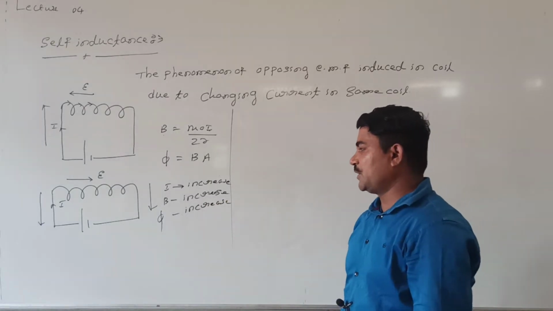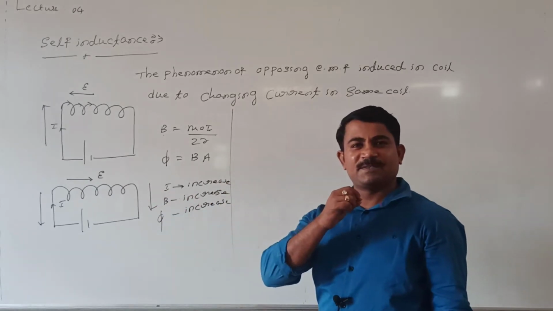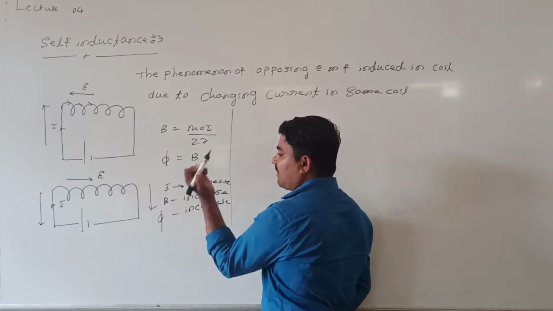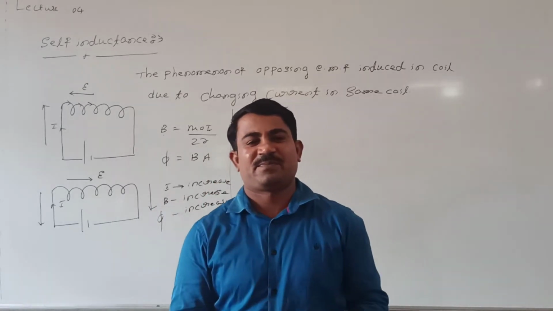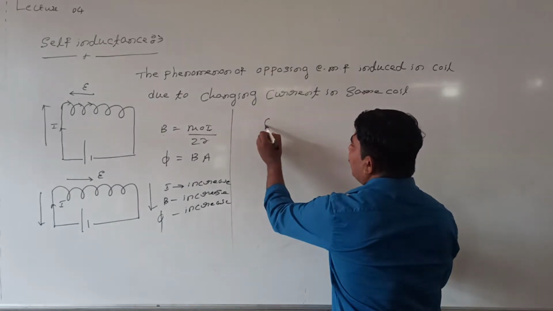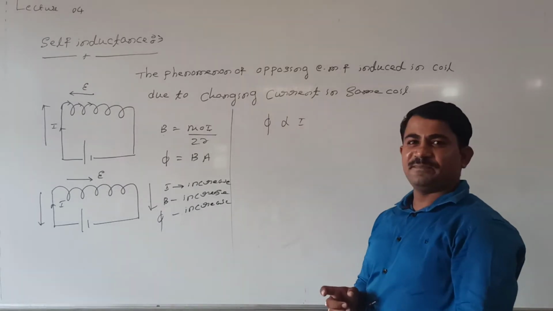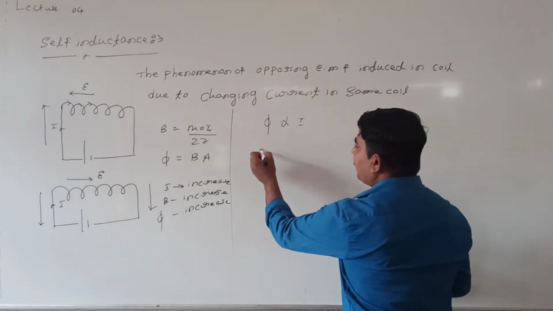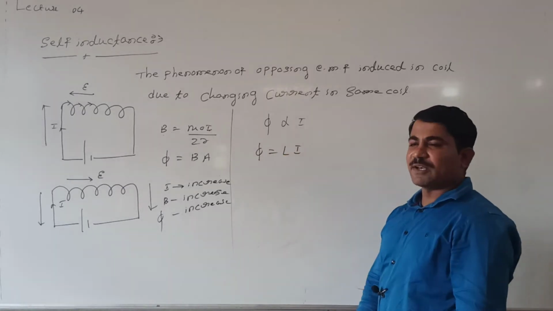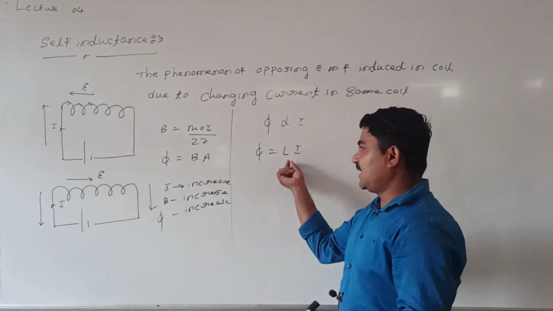Then what relation did we observe? Magnetic flux linked with the coil is directly proportional to current. We observed that wherever current increases, the magnetic field increases, and due to the increase in magnetic field, magnetic flux also increases. Right? So magnetic flux linked with the coil is directly proportional to current, or magnetic flux linked with the coil equals a constant times current, where the constant L is called the self-inductance of the coil. What is L here?